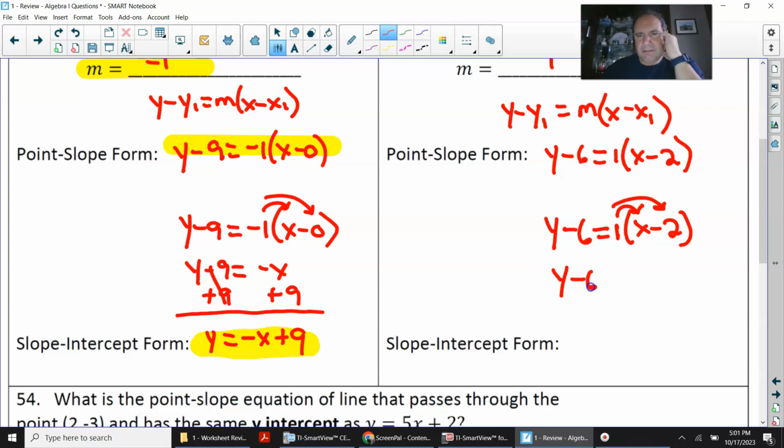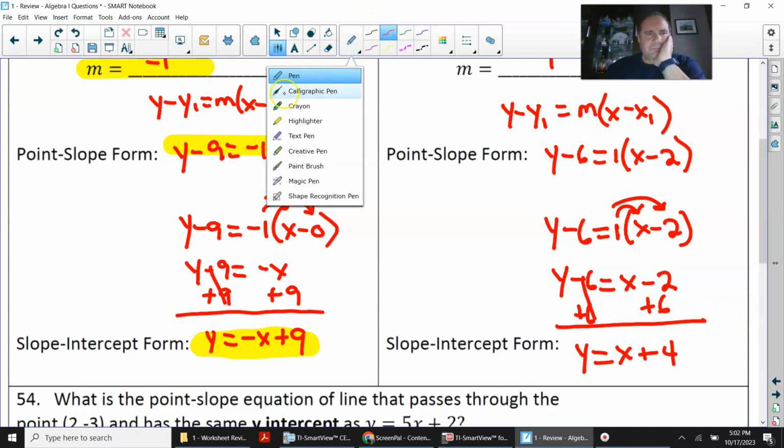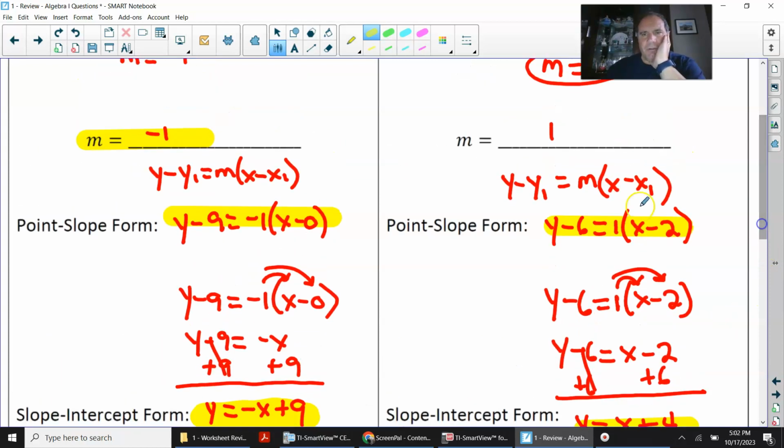Y minus 6 equals 1 times x is x, 1 times negative 2 is negative 2. You add 6 on both sides. This cancels, and you have y equals x plus 4. So one more time, we have the point slope form, we have the slope intercept form, and along the way we had to get the slope.